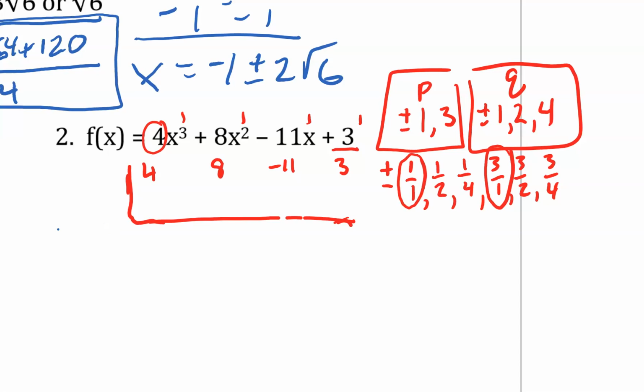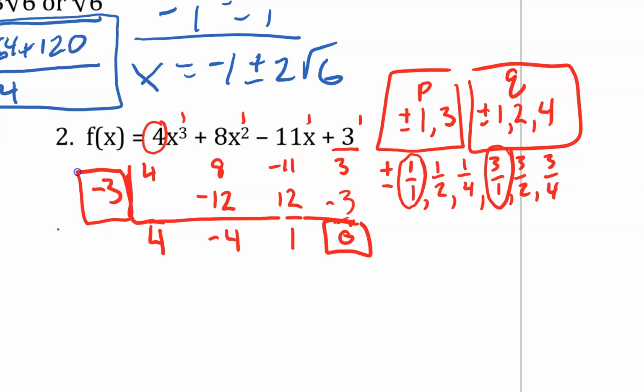Now I'll try negative 3. Still bring down the 4. Negative 3 times 4 is negative 12. 8 plus negative 12 is negative 4. Negative 3 times negative 4 is positive 12. Negative 11 plus 12 is 1. Negative 3 times 1 is negative 3. Now I have a remainder of 0. So this is one of my roots. So my factor that goes along with that would be x plus 3.